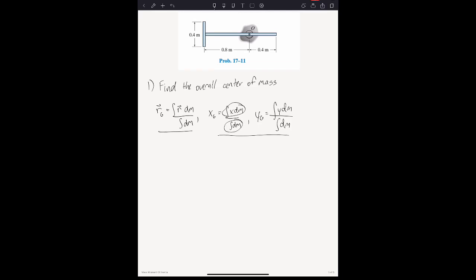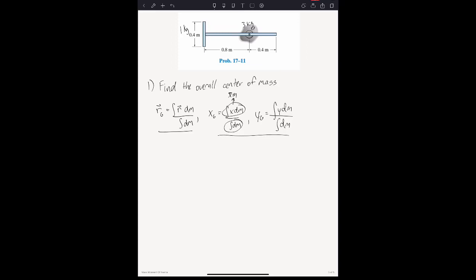The 0.4 meter rod has a mass of 1 kilogram, and this one has a mass of 3 kilograms. So we know the total mass is 4 kilograms. The bottom's not hard. The top is hard. But what I have told you before is that this integral is equal to the center of mass times the overall mass. That's not very helpful. And the reason it's not very helpful is that I don't know the overall center of mass. Like, I don't know where that is.